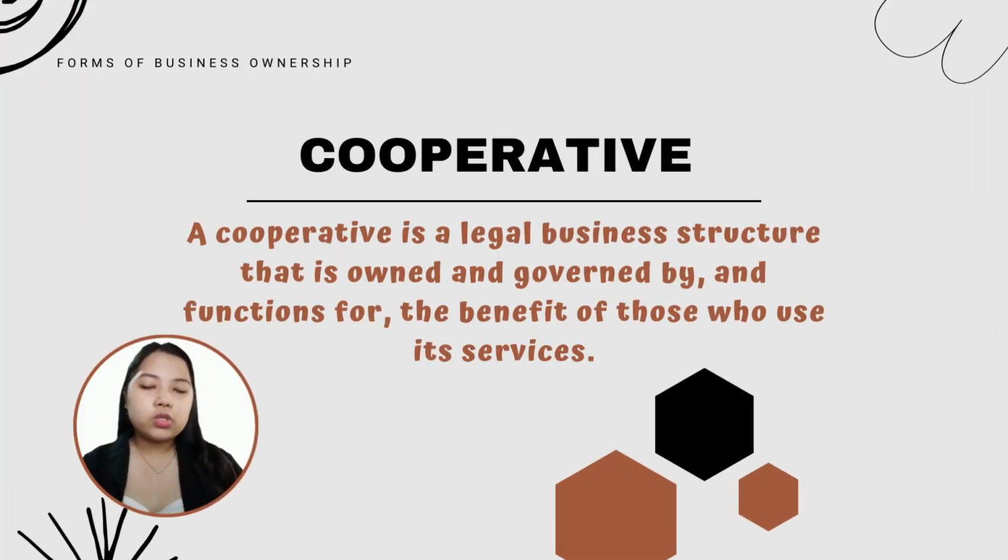So the last form of business ownership is the cooperative. A cooperative is a legal business structure that is owned and governed by and functions for the benefit of those who use its services. Cooperatives are owned by those who work for it, are served by it, or both. Co-ops are made up of customers, providers, or both, in order to fulfill a common economic, social, and cultural necessity or objective in markets that are unattractive to other businesses. The members are all owners and managers in the business, and they are sometimes called user owners.